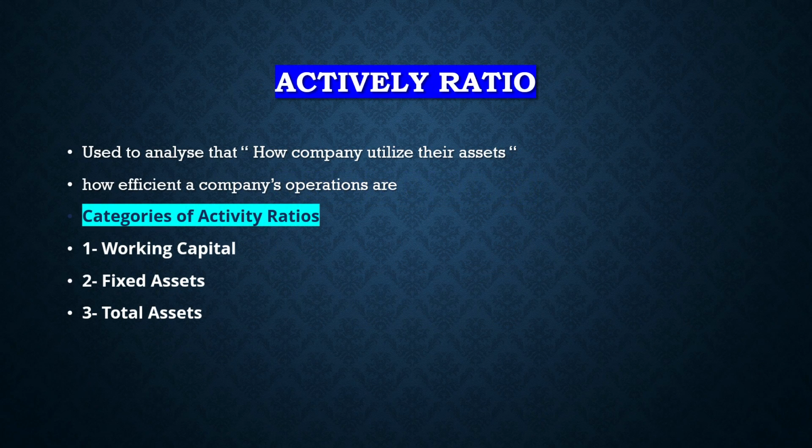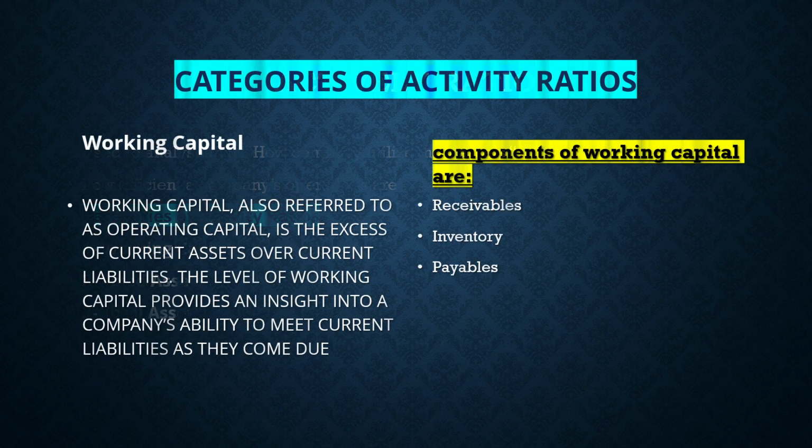Activity ratio is used to analyze how the company utilizes its assets, and how efficient the company's operations are. Categories of activity ratios. Number one, working capital. Number two, fixed assets. And number three, total assets.